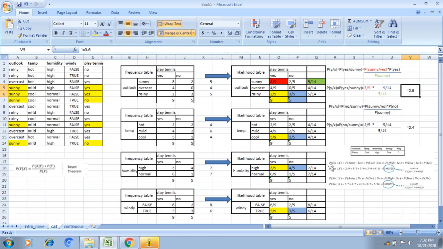Here I am calculating the probability of yes given X. Here probability of rainy with yes, probability of cool with yes, probability of high with yes, probability of true with yes. All four probabilities multiplied by the probability of yes. Here I know the likelihood table, so I can calculate easily. See here, probability of rainy with yes. This is my rainy with yes.